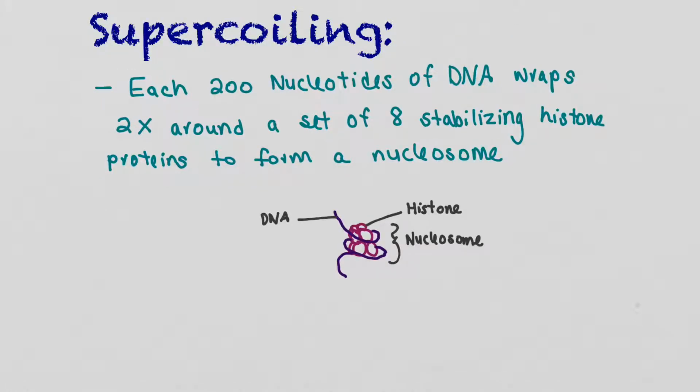So DNA supercoils to wrap it up into a more condensed form. I like to think of it as when you wrap up your Christmas lights on a piece of cardboard to prevent them from getting all tangled. Same idea for DNA. So the way this happens is every 200 nucleotides of DNA will wrap around 2 times around a set of 8 stabilizing proteins that are called histones. And that 200 nucleotides wrapped around those histone proteins is called a nucleosome.